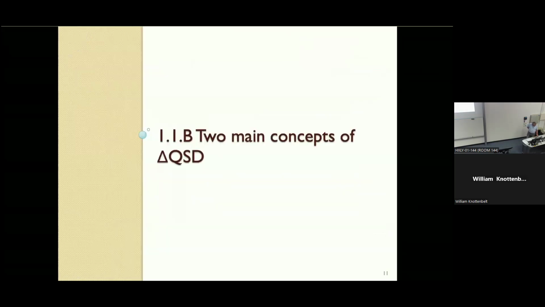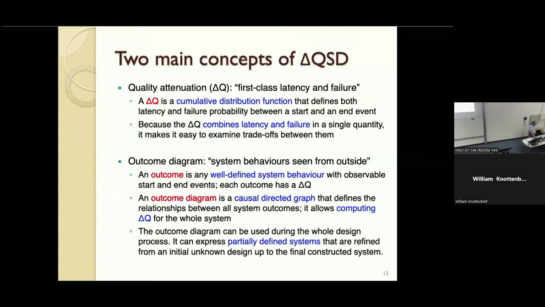Okay, so before presenting the case studies, I want to talk about the two main concepts. These are the concepts that will be the thread throughout the whole tutorial today. This is quality attenuation and outcome diagram. These concepts are not so complicated, but they have a lot of consequences. So you will gradually get to understand the usefulness as we present things today.